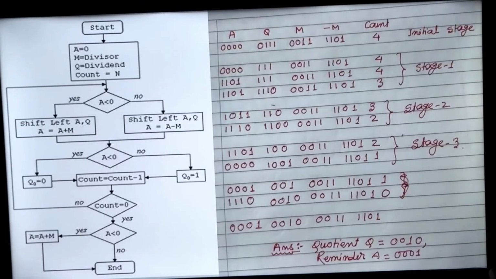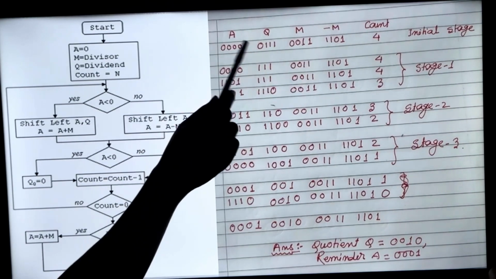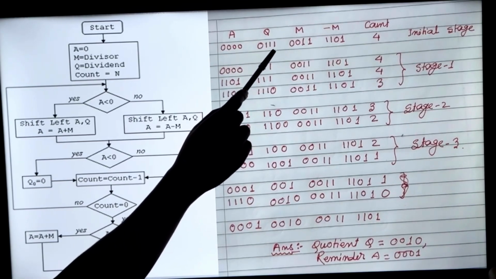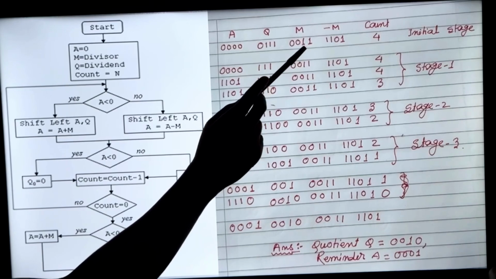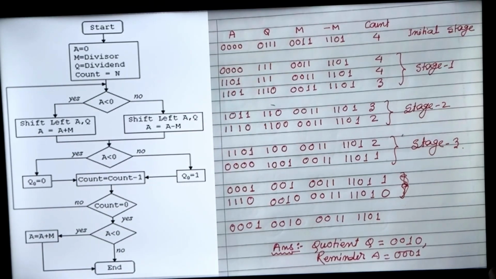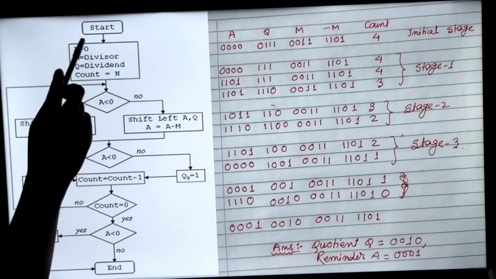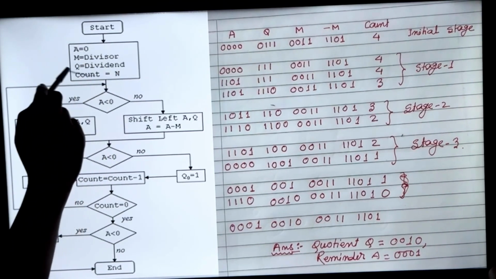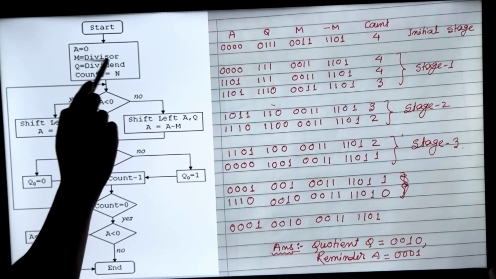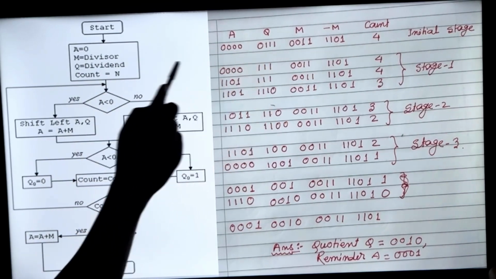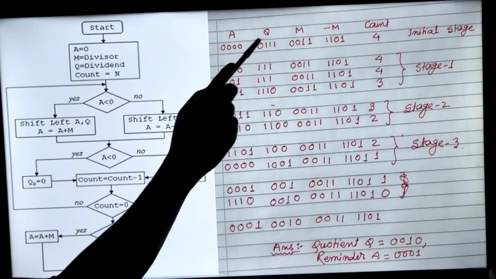Fine. Check what I am taking. Here I am taking Q as 0111, which is 7, and M as 0011, which is 3. Again I am doing 7 divided by 3, the same example, using non-restoring. So check what I have to do. I have an initialization box where A equals 0, putting all 4 zeros. M is the divisor, 0011. Q is the dividend, 0111.